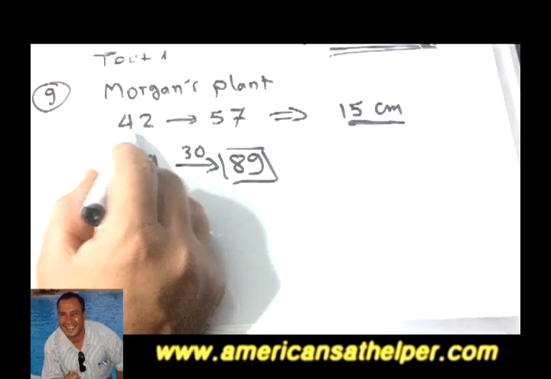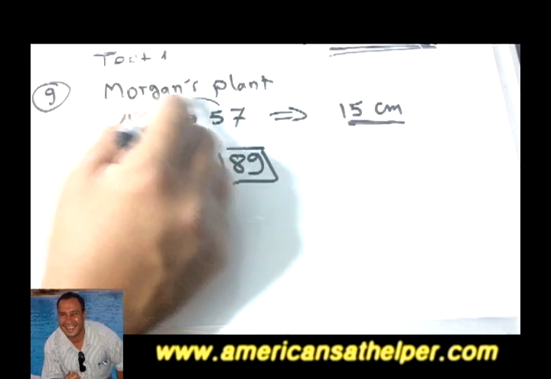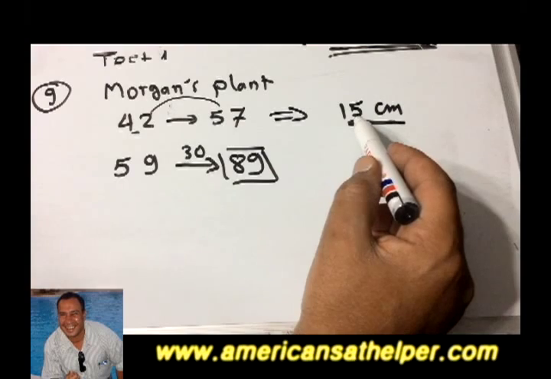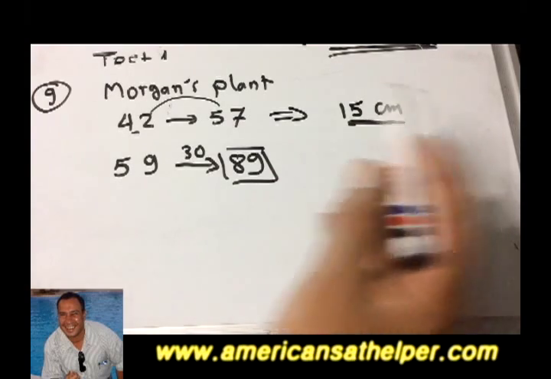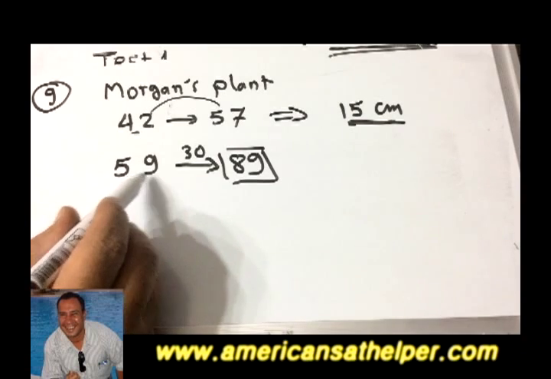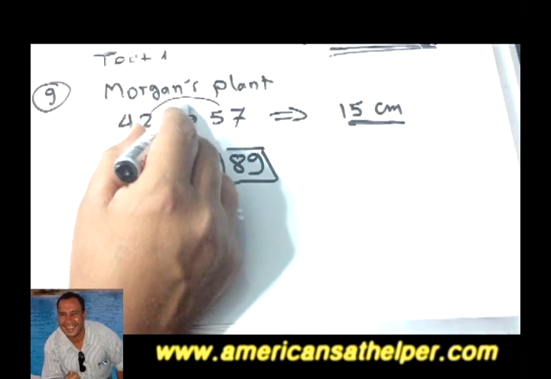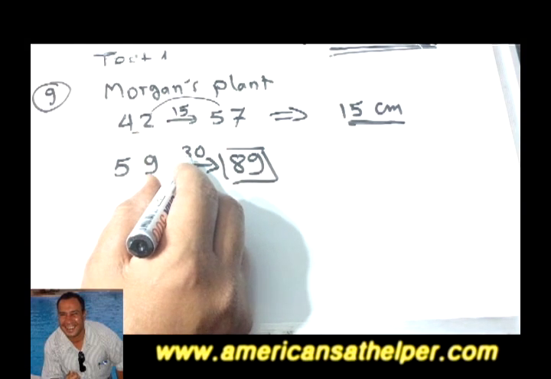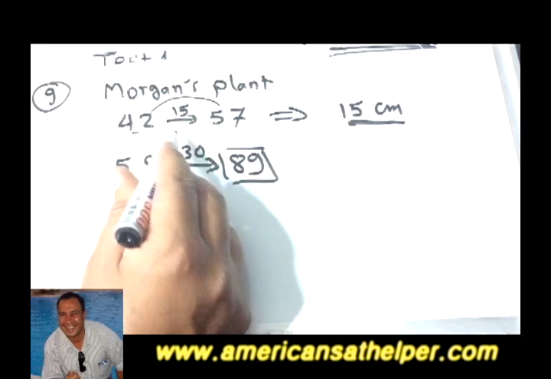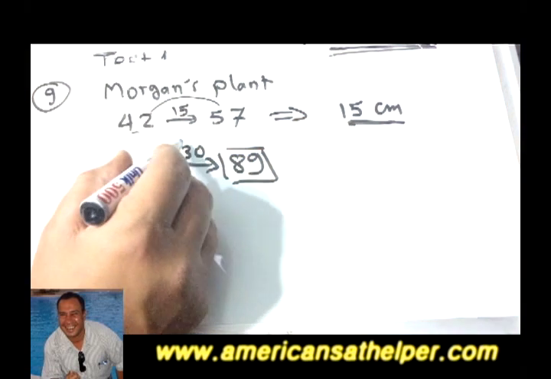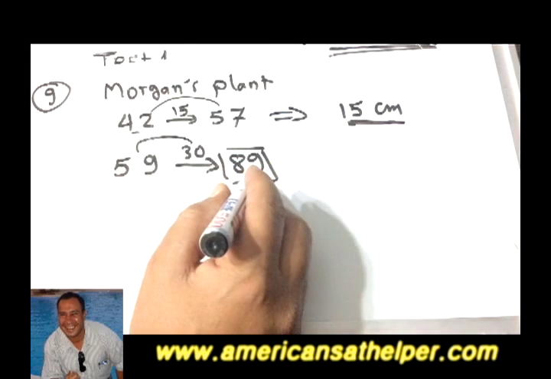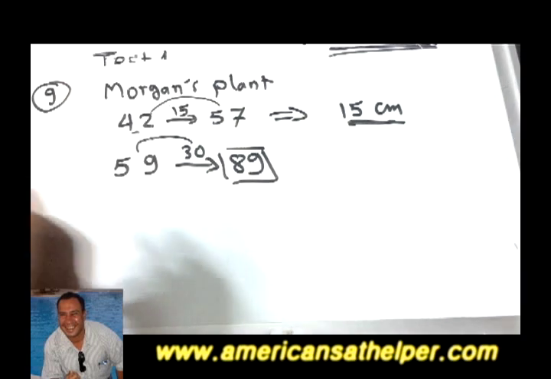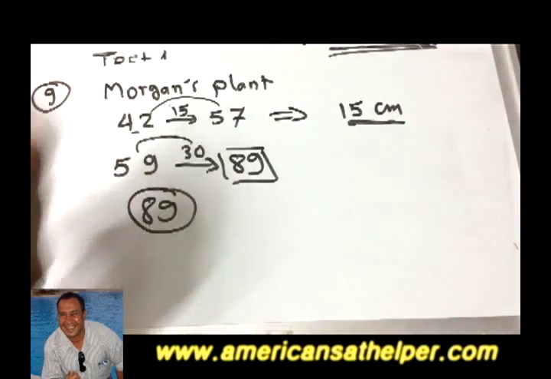Morgan's plant grew from 42 to 57. We will find the difference: 57 minus 42 equals 15 centimeters. So this plant grew 15 centimeters in 1 year. And he said that Linda's plant grew twice. It means if this plant grew 15, Linda's plant will grow 30 centimeters, twice 15. We will add 30 plus 59, you will get 89. So at the end of the year, the length of the plant will be 89. This is a grade N question.